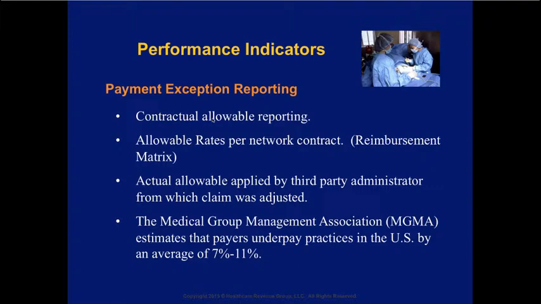Actually, MGMA says that they estimate payers underpay practices in the United States by an average of 7 to 11%. On a $1 million practice, that's $70,000 to $110,000. I'll take that money all day long. Those quarters start adding up. Is your practice even paying attention? Are they even aware? Are they running any type of report to say, oh, my allowable rate is $1.25, Aetna only allowed $1, I need to go after the extra 25 cents.